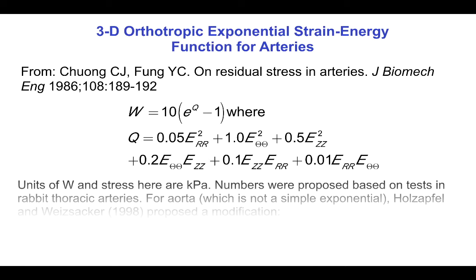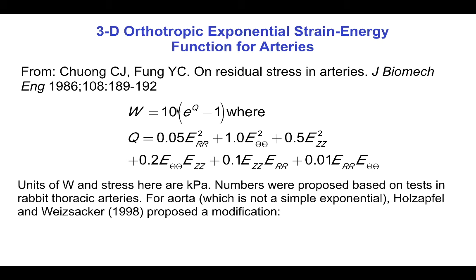The units of the numbers shown here in the strain energy function are kilopascals for C. These exponents are all dimensionless. And because we differentiate W with respect to strain, which is dimensionless, the stress also has units of kilopascals. The numbers were proposed based on tests in rabbit thoracic arteries.